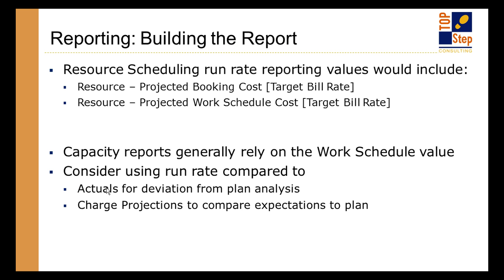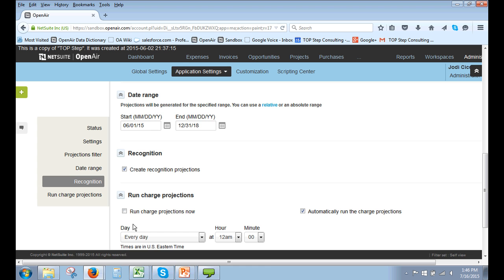If you're doing the resource scheduling run rate approach, something that you could do for opportunity lost or capacity reporting, you could actually use these projected booking costs, projected work schedule costs, projected assignment cost values. And then if you renamed one of the cost levels target bill rate, it would show the field name in the bracket. So target bill rate is something that I've renamed in my system as part of the setup of the users for the cost table.